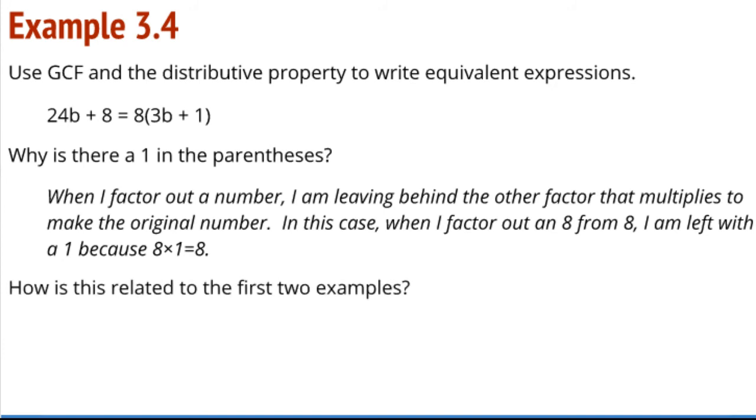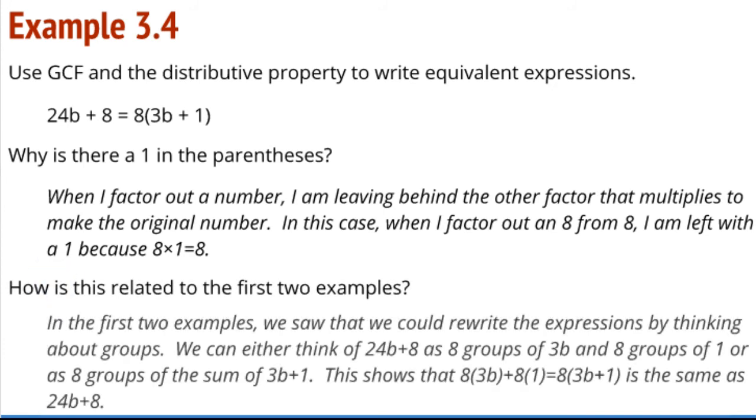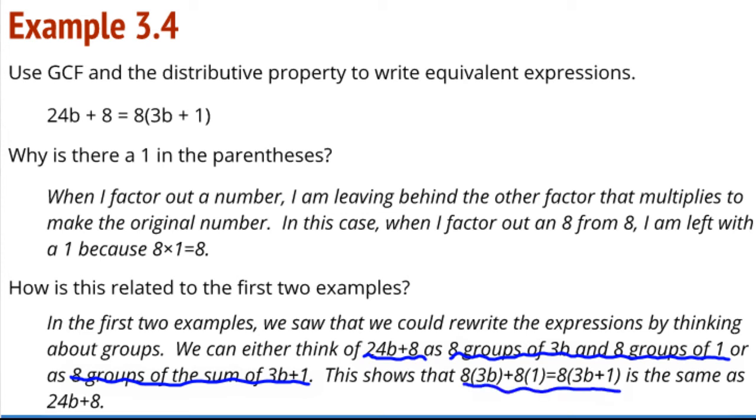Now, how is this related to the first two examples? In the first two examples, we saw we could rewrite the expressions by thinking about groups. We can either think of 24b plus 8 as 8 groups of 3b and 8 groups of 1, or as 8 groups of the sum of 3b plus 1. So that shows that our two expressions are equivalent. And you can think about how you could do some model drawing to show this and prove it.